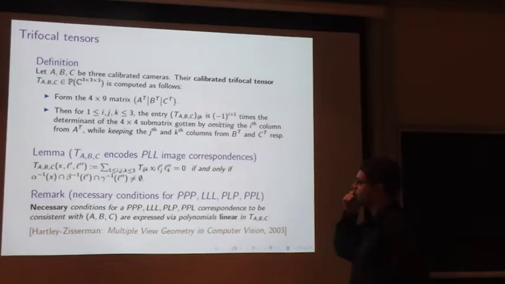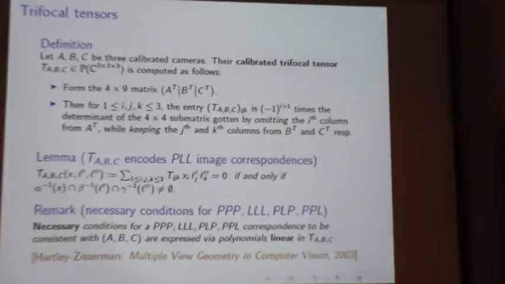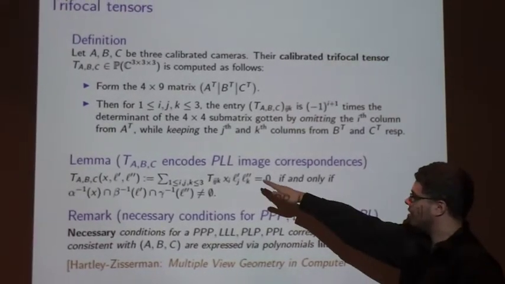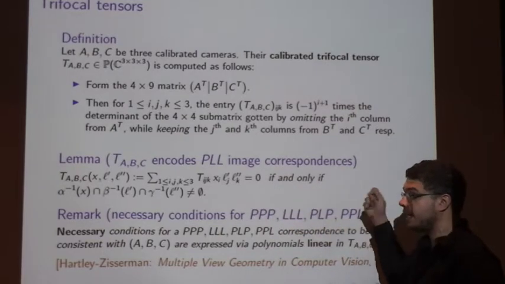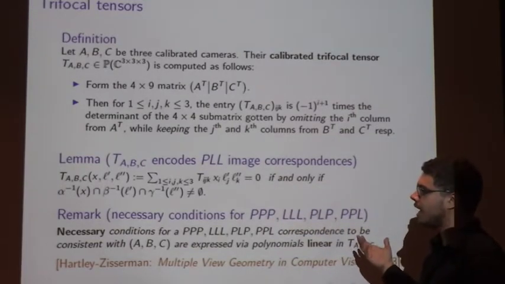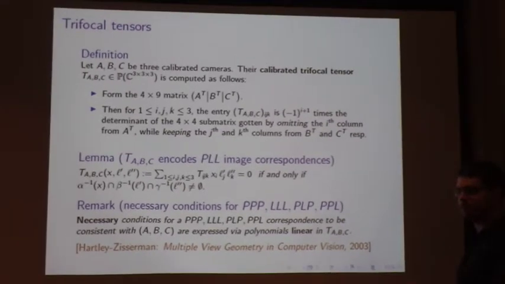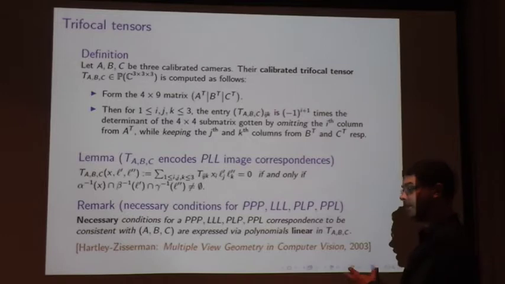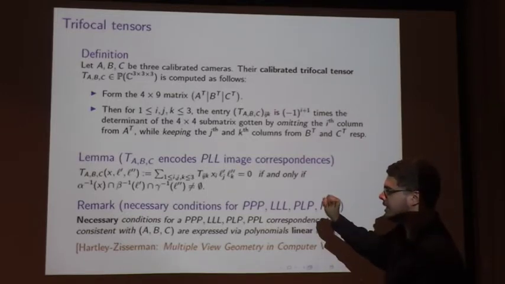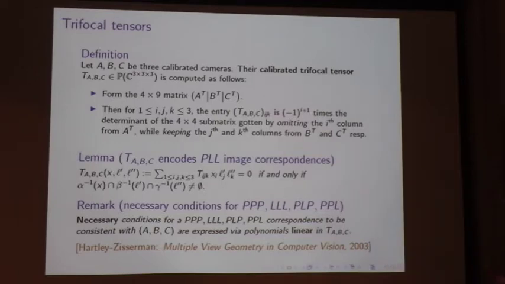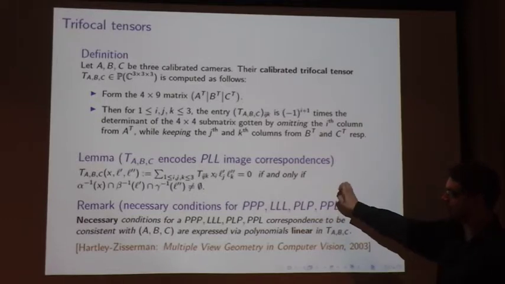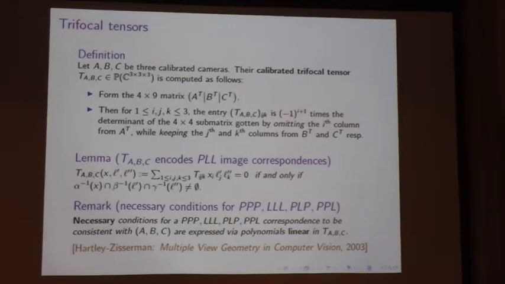It turns out that if you fix A, B, C and ask which point-line-line triples correspond, this is a hypersurface in P2 times P2 dual times P2 dual, cut out by a trilinear form. You can assemble the coefficients of the trilinear form into a 3 by 3 by 3 tensor, and that turns out to be equivalent to A, B, C up to changes of world coordinates. So the game now is to actually recover tensors, just as Nister recovered essential matrices.